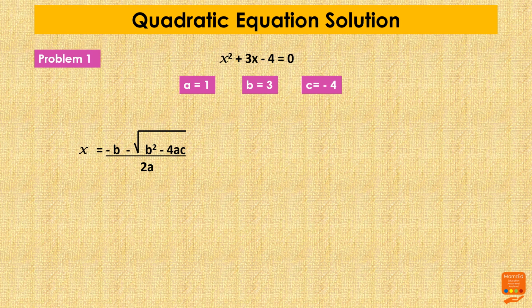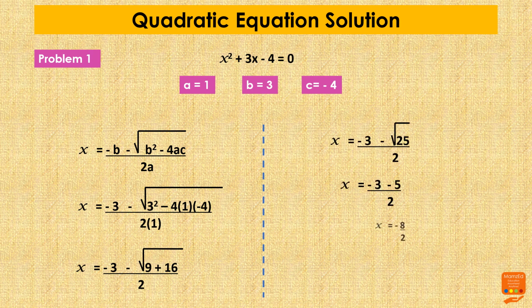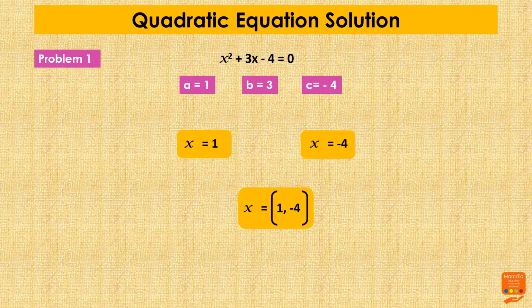We plug in the values, we get minus 3 minus square root of 3 squared minus 4 multiplied by 1 multiplied by minus 4 divided by 2 multiplied by 1. We simplify it, we get x is equal to minus 8 by 2, which is x is equal to minus 4. So this is the second value of x, which is x is equal to minus 4. So now we have obtained both values of x for this quadratic equation, and we can write them as x is equal to 1 and minus 4 within bracket. So this is how you use quadratic formula to find solution of a quadratic equation.